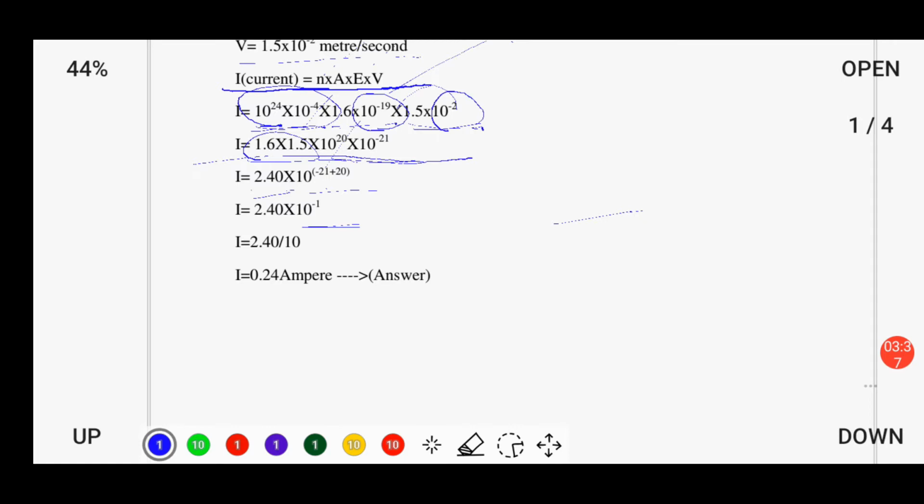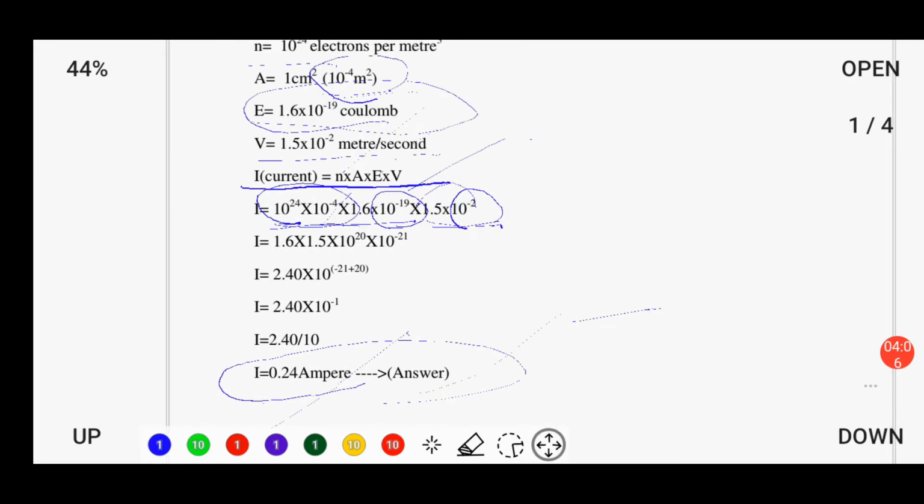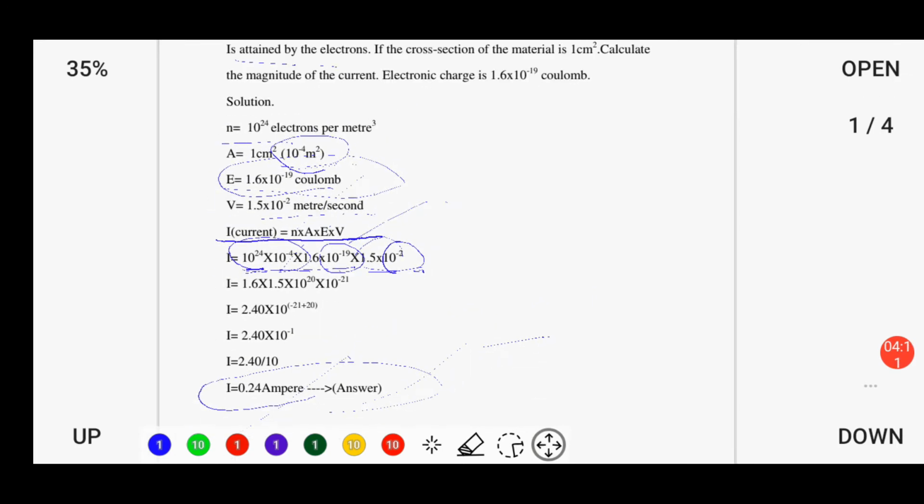So 10 to the power minus 1 will come out as 2.40 divided by 10, because on bringing it into the denominator, we get 2.40 divided by 10. On dividing 2.40 by 10, the final value of the current is 0.24 ampere. So the amount of the current flowing through the circuit comes out to be equal to 0.24 ampere. So it is our final answer.